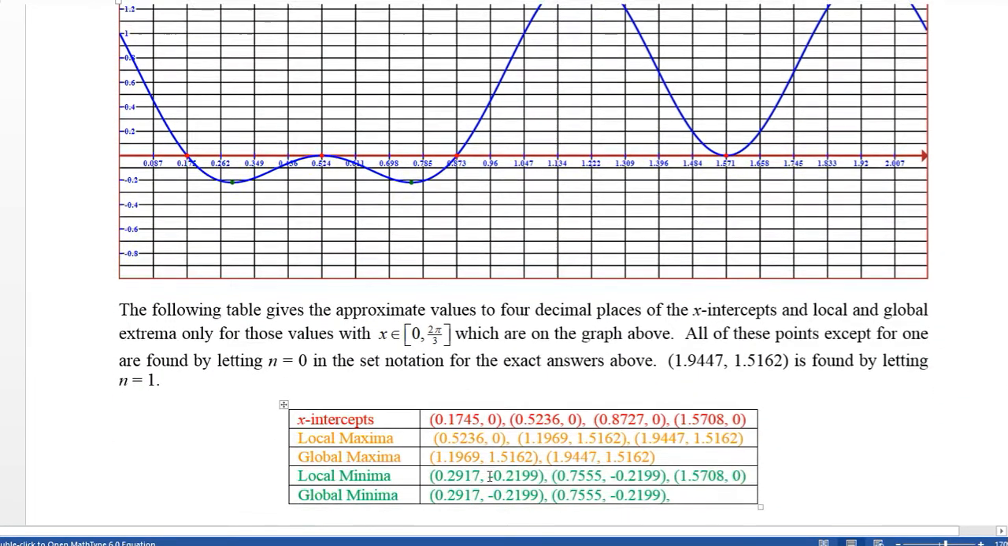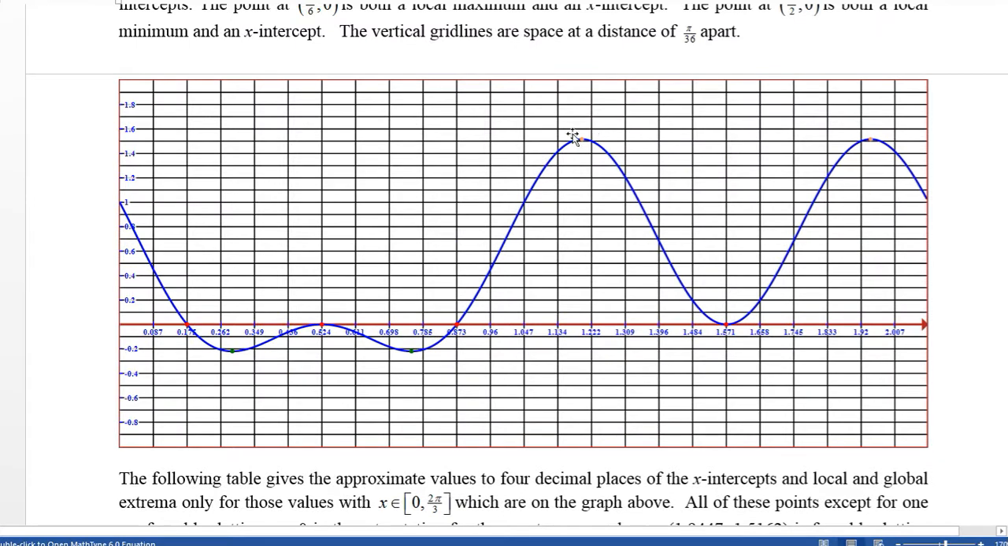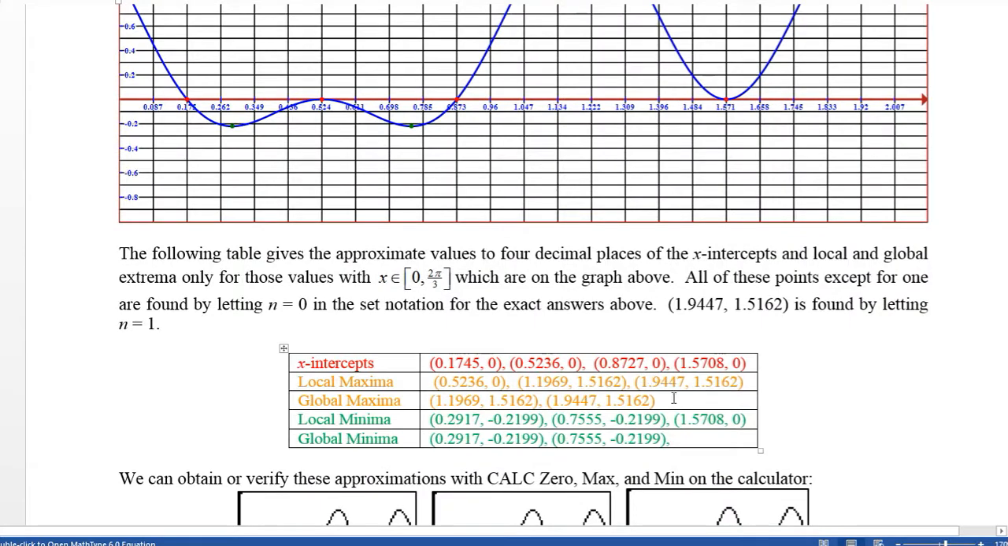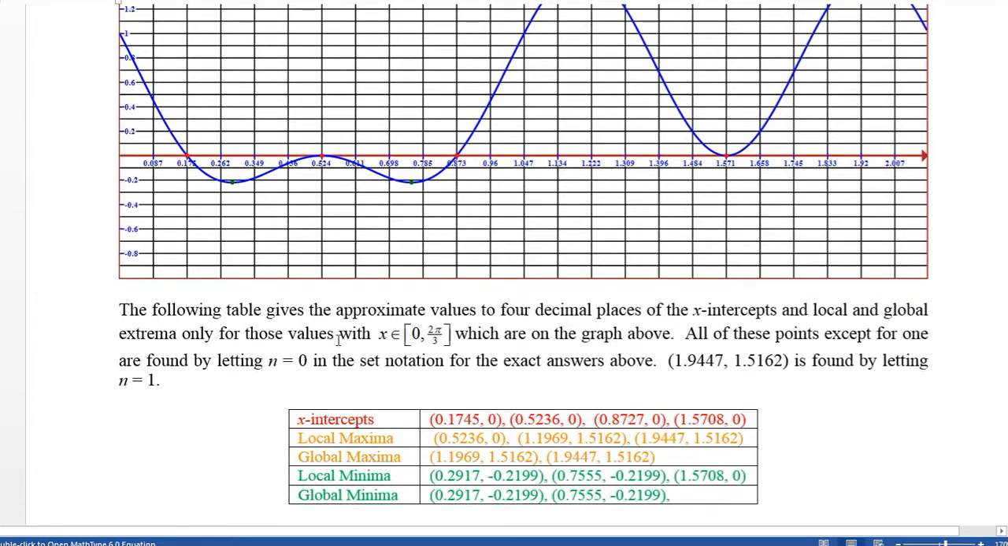And so if you look at it, the 2 green ones are minima, and as well as this red one here at pi over 2, and the 2 orange ones are maxima. So the 2 orange ones are actually global maxima, and the 2 green ones are global minima, and this red one right here and this one right here are local maximum and minimum respectively.